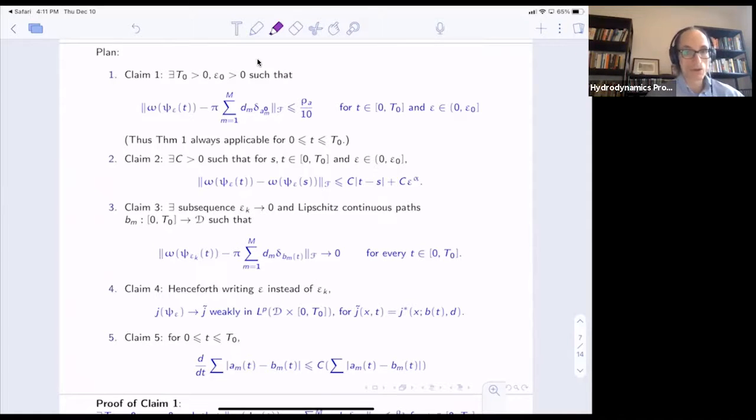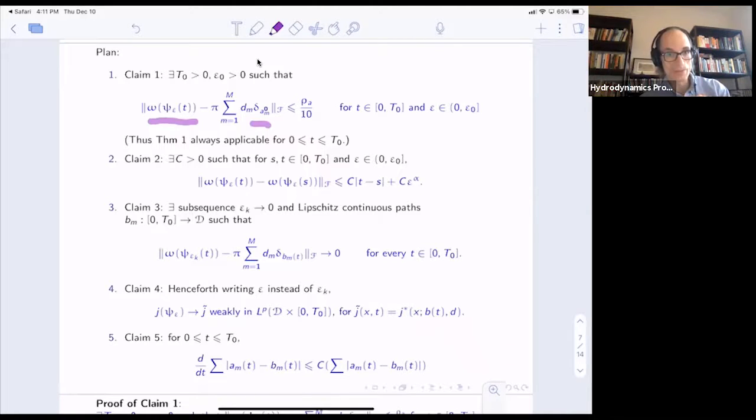Okay, so the first claim is, here psi epsilon is always a solution satisfying both hypotheses. Okay, and so the first claim is, here I'm comparing the vorticity of the solution of the Gross-Pitaevskii equation at time t to the delta functions at the initial limiting vortex locations.